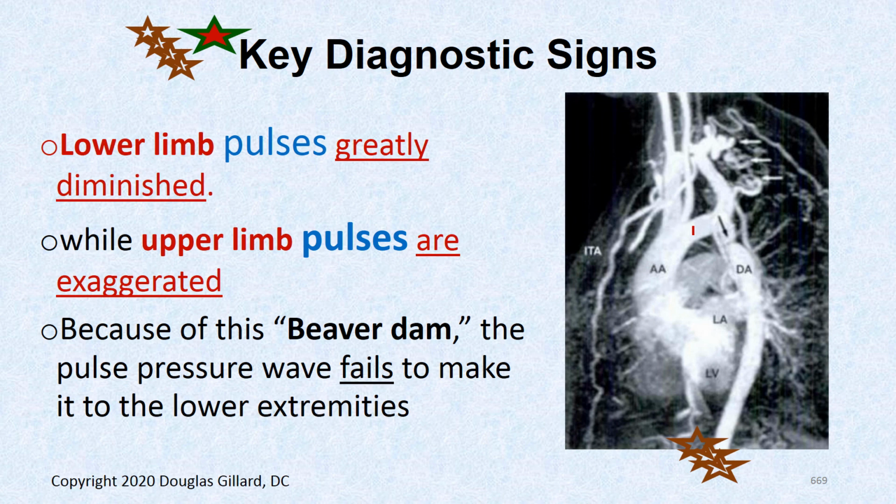Here is a contrast arteriogram. You can see the beaver dam right here. You can see the spray makes a little dilation, and then it goes back to normal. But there's not a lot of blood flow there. AV fistula.